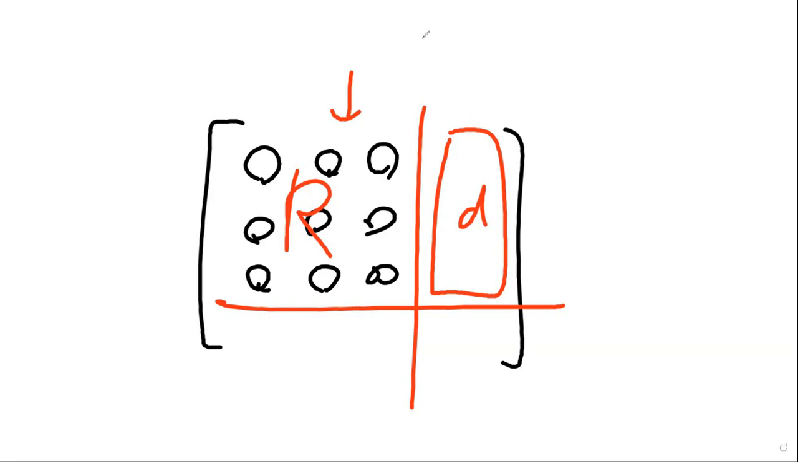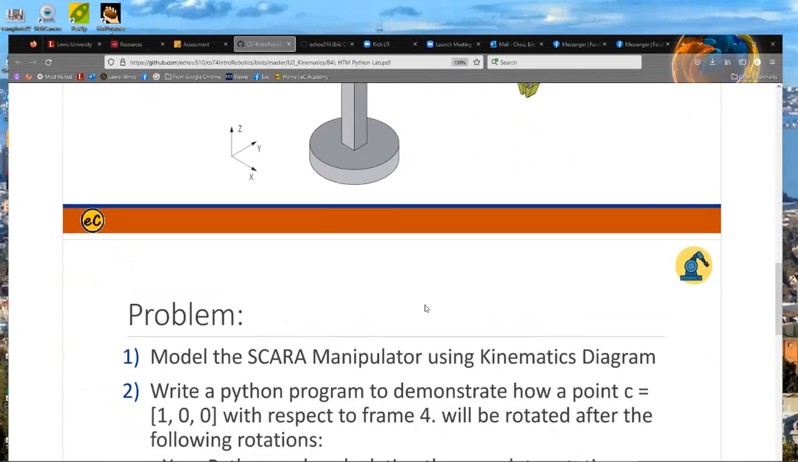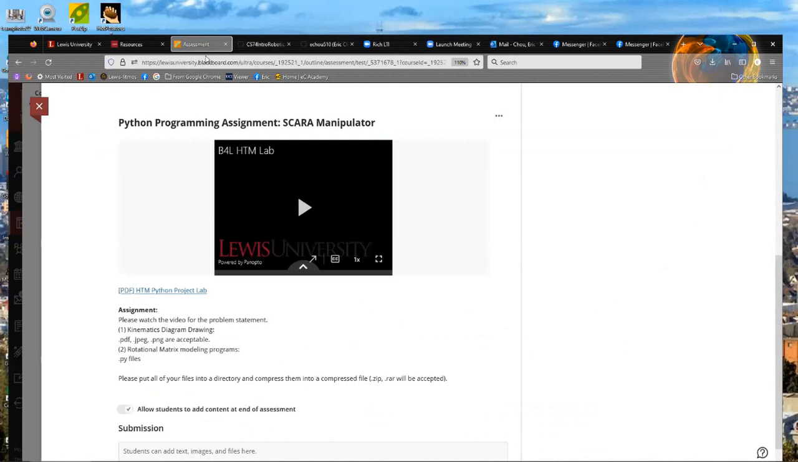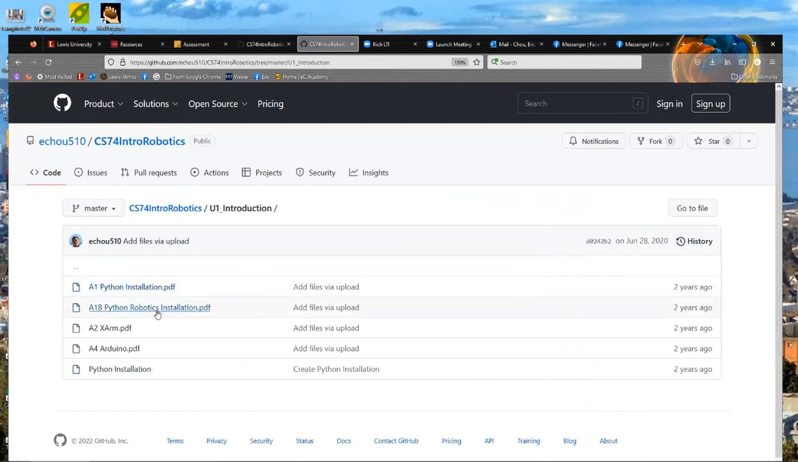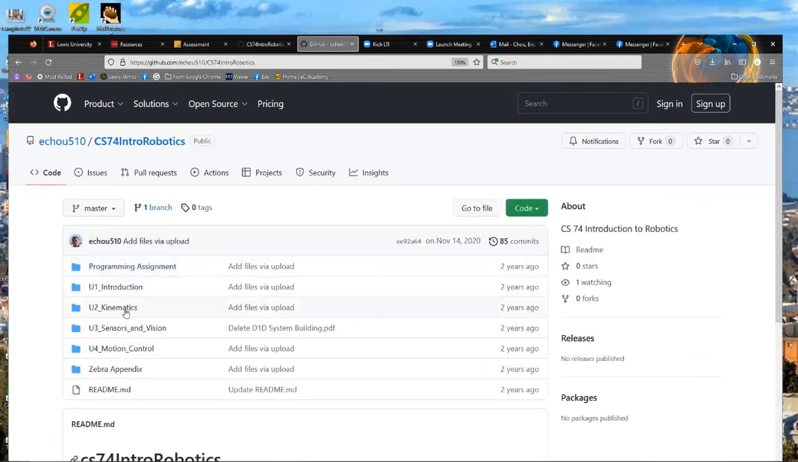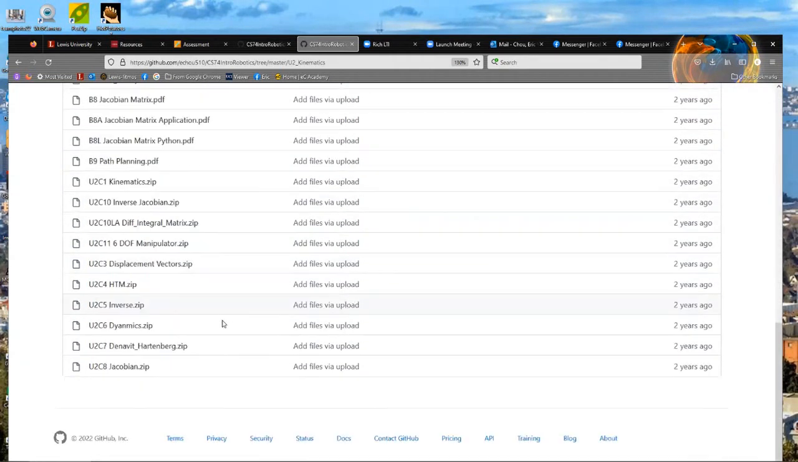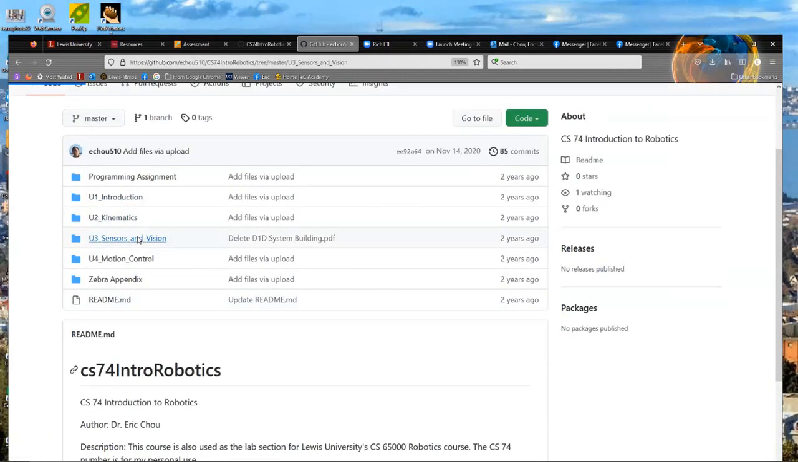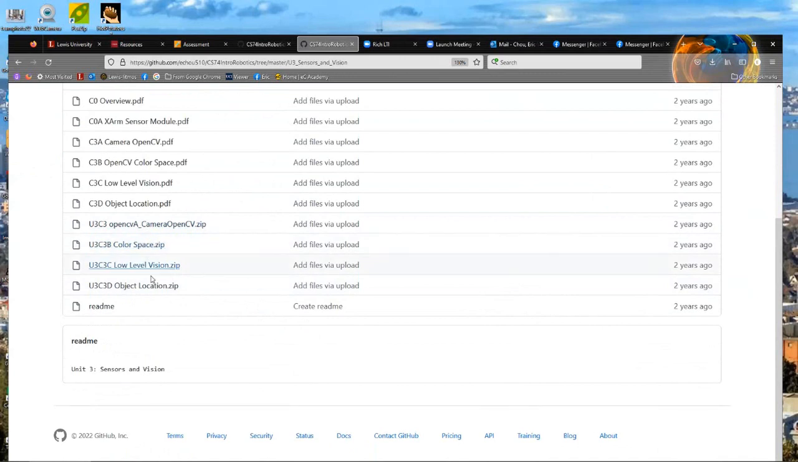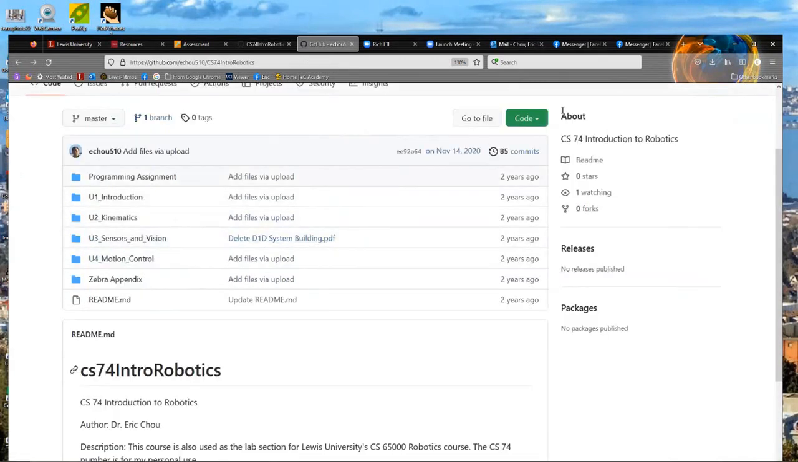But you've got to understand this. A better way to do it is to check the sample code. Maybe not the same, but some of the code may tell you how to do the coding there. For CS74, each unit does have some code here. Unit 1 is introduction, so there's nothing. Unit 2 is all of the kinematics, with a lot of simple homogeneous transform matrix code, displacement vectors, inverse dynamics, and general Jacobian. They are all there. Here you also have sensor vision, which is in a different unit.